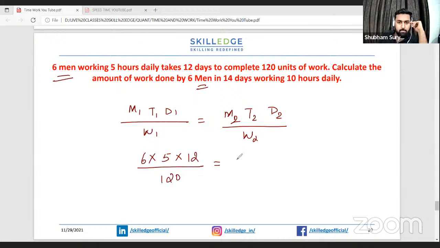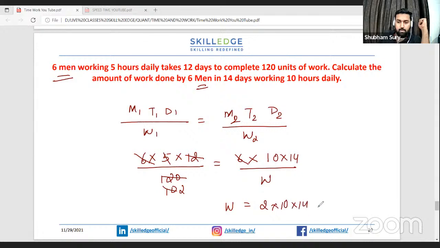So the amount of work done by 6 men working for 14 days and 10 hours daily. So 10 hours, 14 days, let's say W is the amount of work which is being done. So 6 and 6 goes. Now 12 tens are 120, 5 twos are 10. So work done over here is equal to what? 2 into 10 into 14, which comes out to be 140 into 2, which is 280. 6 men in 14 days working 10 hours daily can do exactly 280 units of work, guys.